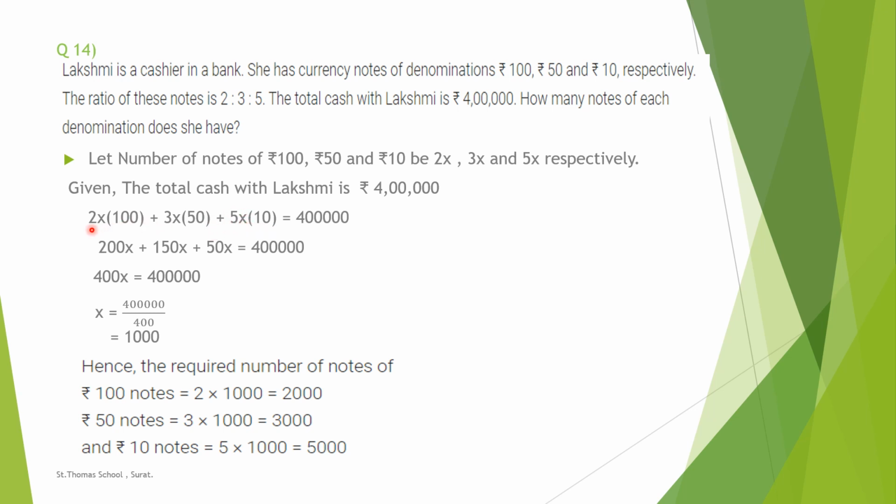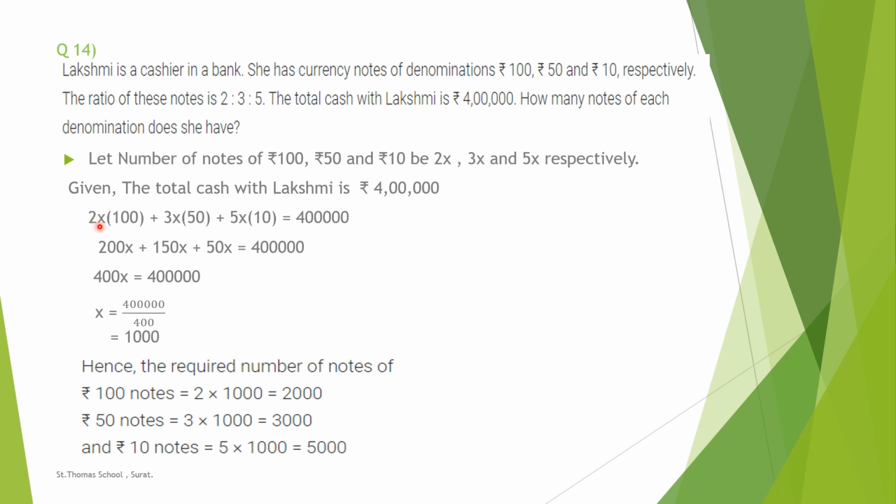So we know that 2x notes of rupees 100, that is 2x multiplied by 100, plus now 3x notes of rupees 50. So how to write? 3x multiplied by 50 plus 5x notes of rupees 10. So that is 5x multiplied by 10 is equal to 4 lakh. Is it clear? This equation is clear for you?